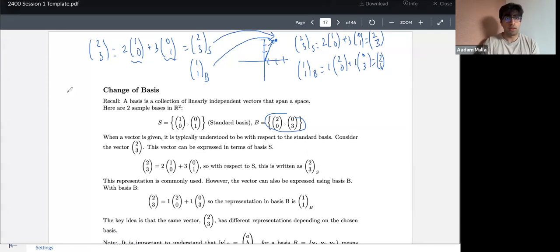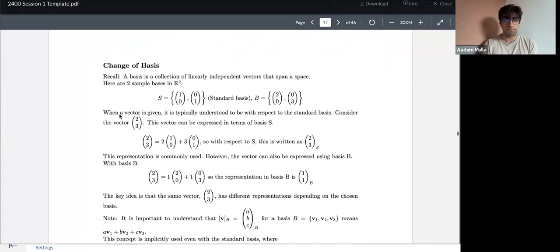Okay, so the key idea is down here, which is that this vector 2, 3, this actual vector, has different representations depending on what basis we choose. So we're going to figure out how we can learn to switch between different bases.